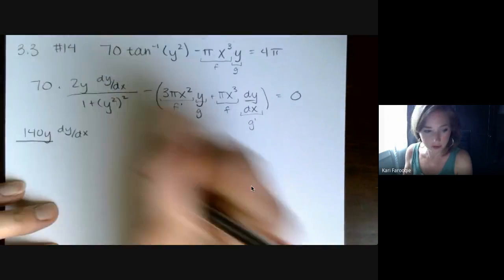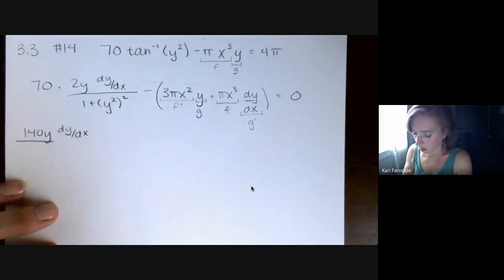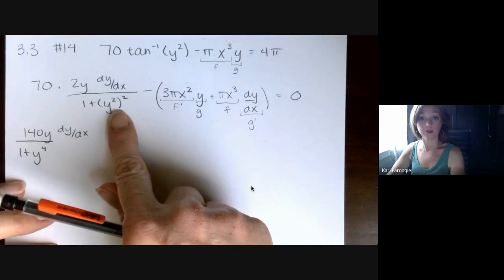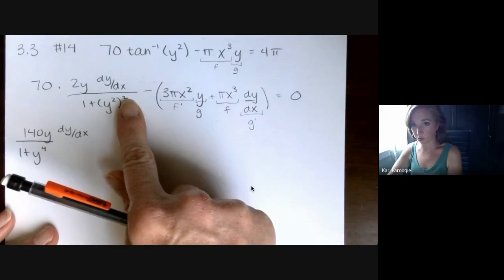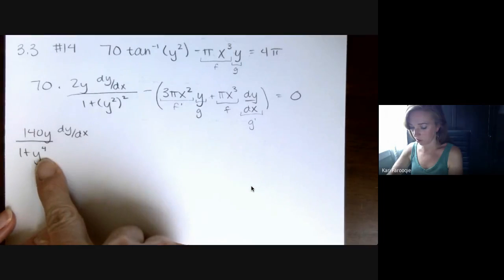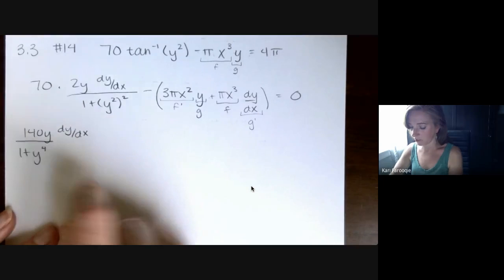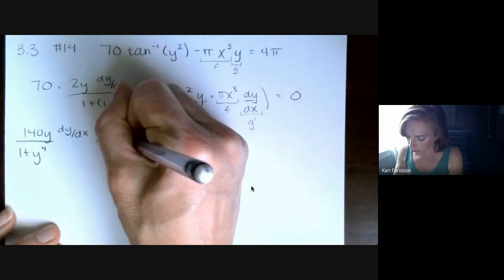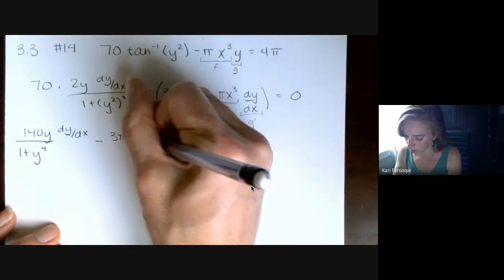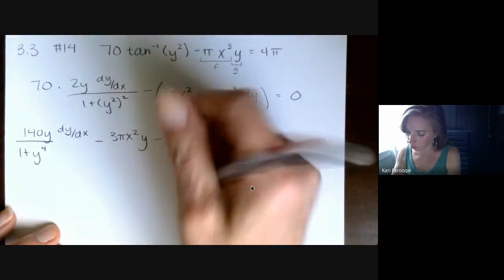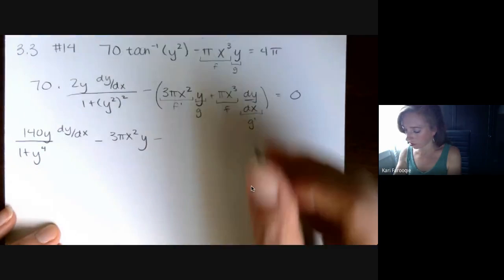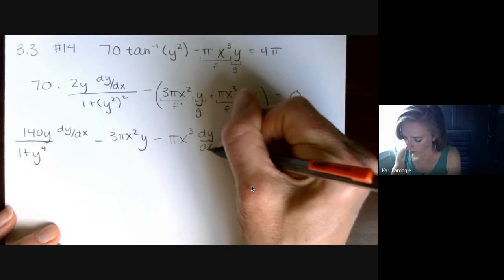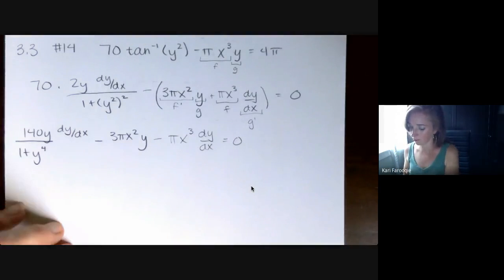And if you want to have the dy/dx kind of chained onto the end, then you can just write it like this so that your 1 plus y to the 4th, because we're taking a power to a power, we multiply the powers, is in the denominator. And then this guy will just be tagged along. Minus 3 pi x squared y. Don't forget to distribute this minus sign into your parentheses. So we'll take minus pi x cubed dy/dx equals 0.